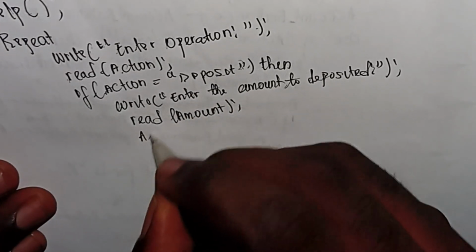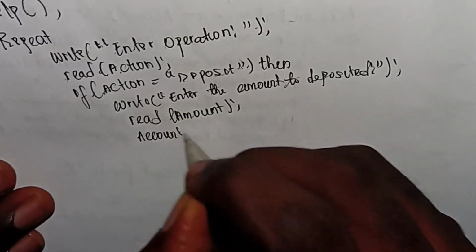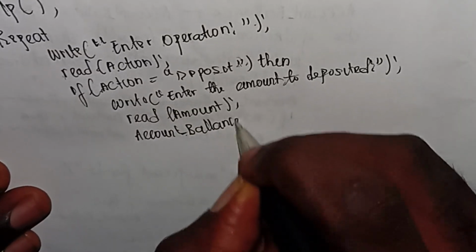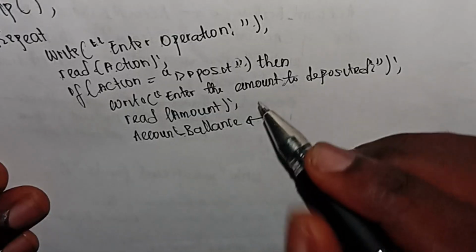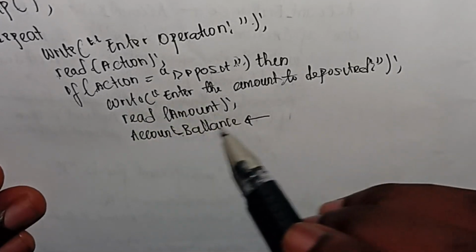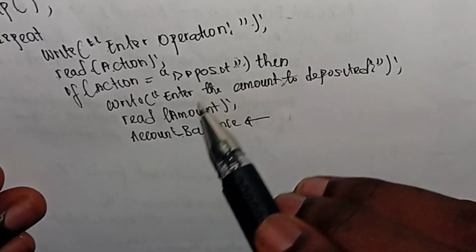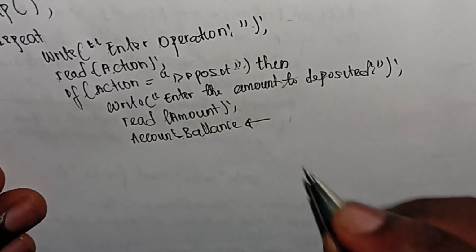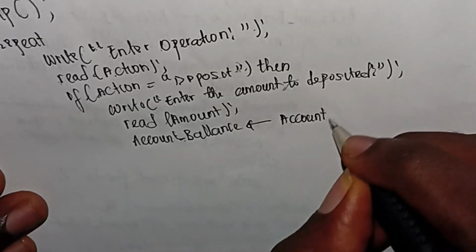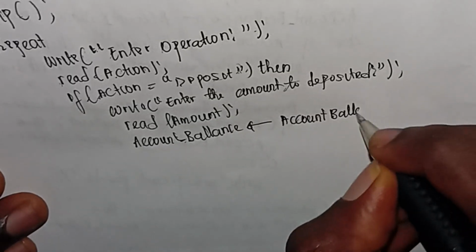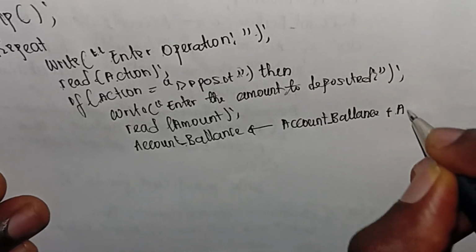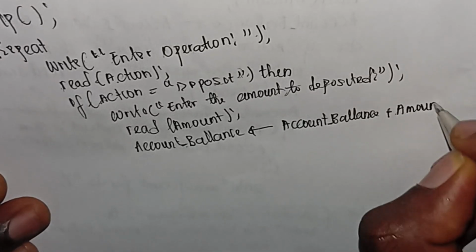Now we want to modify the account balance. We set the account balance, that is, once we have taken the amount, if it is a deposit, we want him to input the amount he wants to deposit. Then we modify the original amount to balance plus amount.